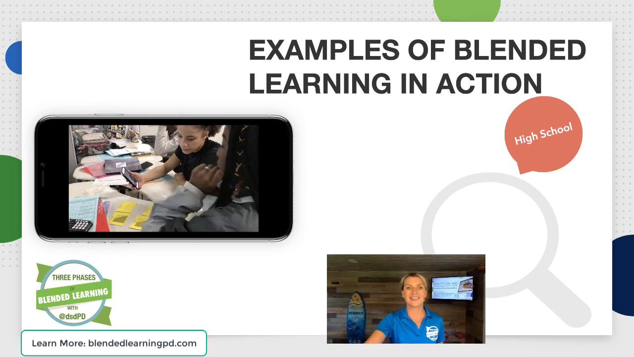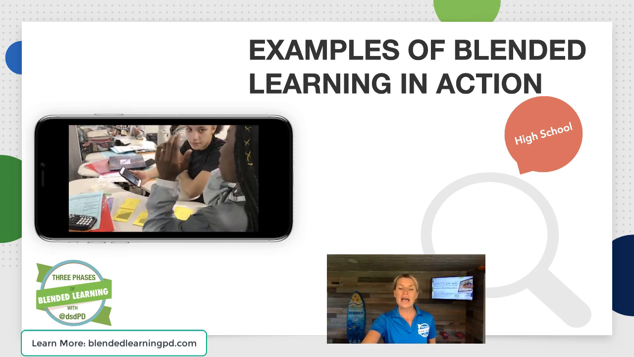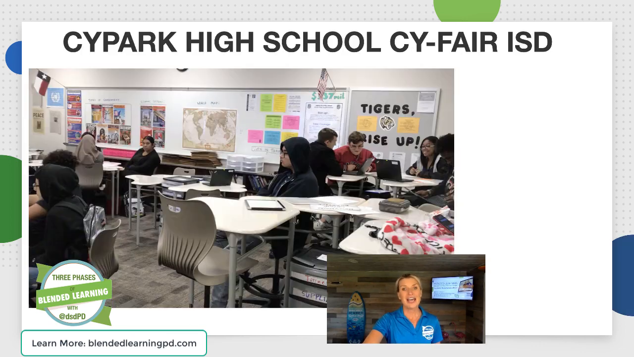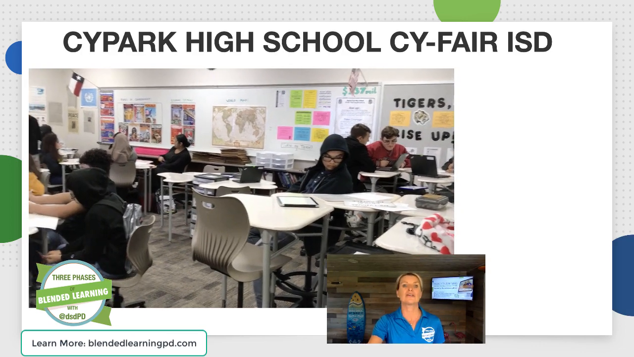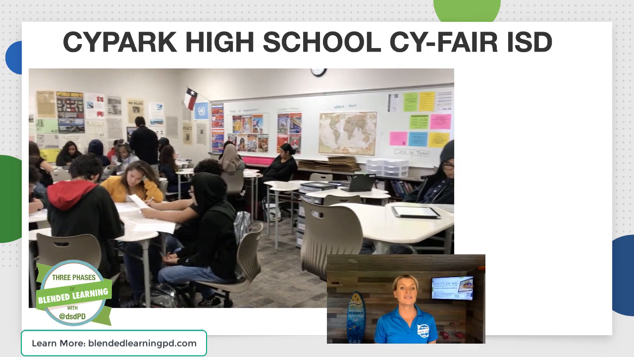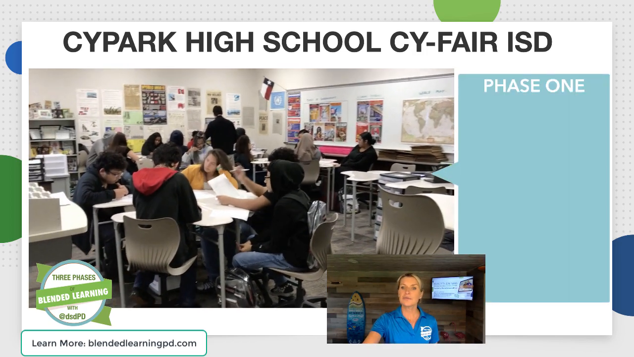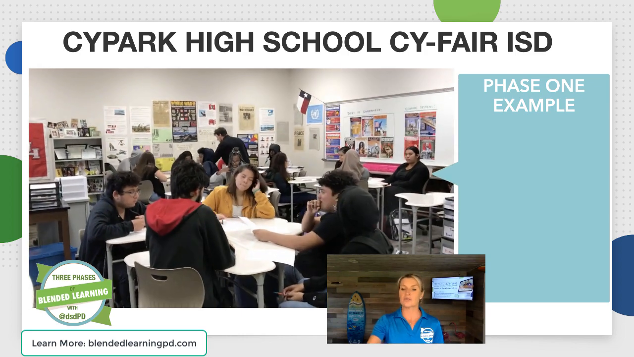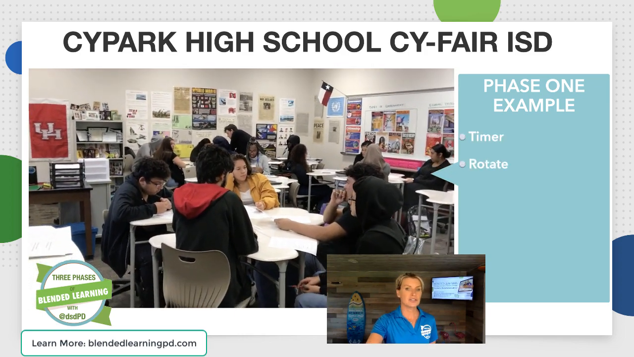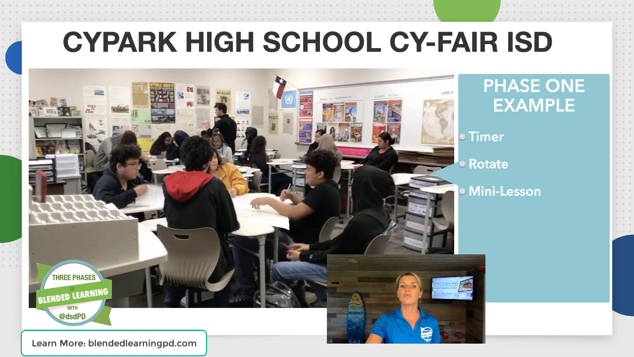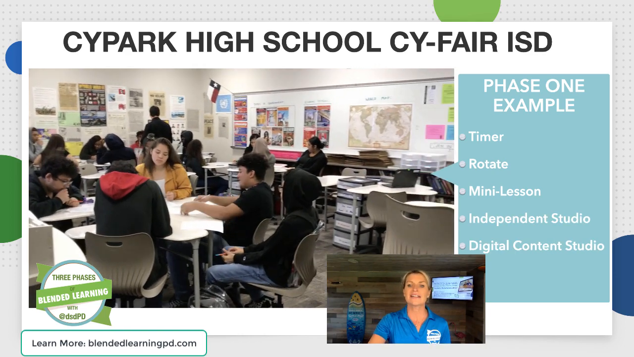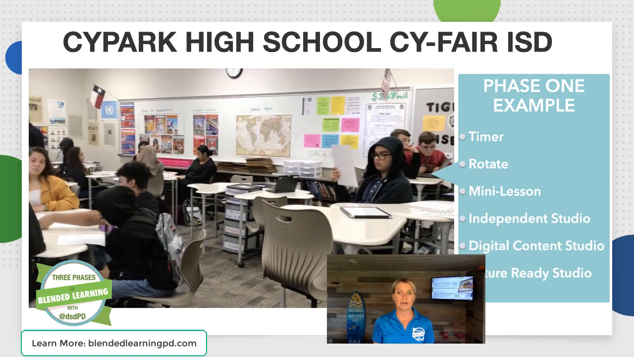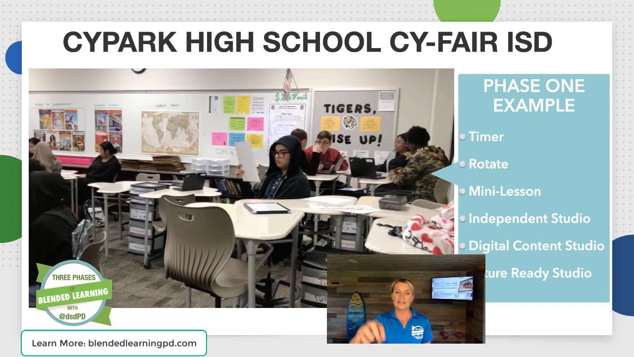All right, here's what it looks like in a high school setting. This high school is Cy Park High School. At Cy Park, Cy-Fair ISD, we traveled to different types of classrooms. This is a social studies classroom, and this video was taken in October. It is a great example of a phase 1. The teacher has a timer, the students are going to get up, they're going to rotate from one learning studio to the next, and the kids are going to be working on future-ready projects. They all work in these different studios.